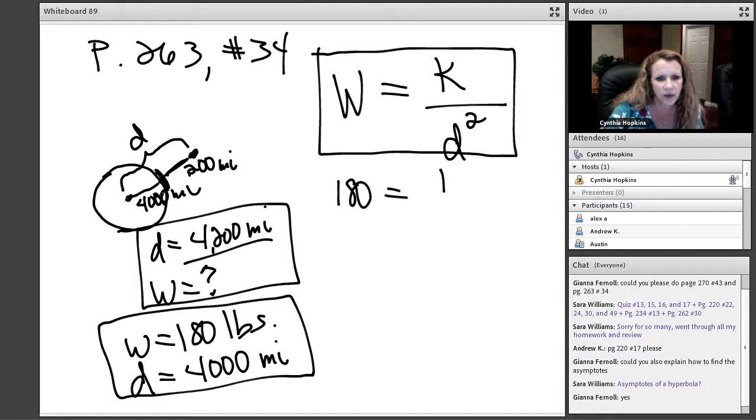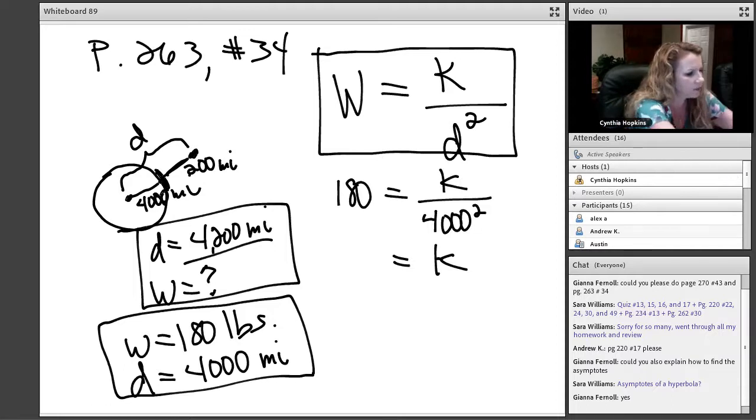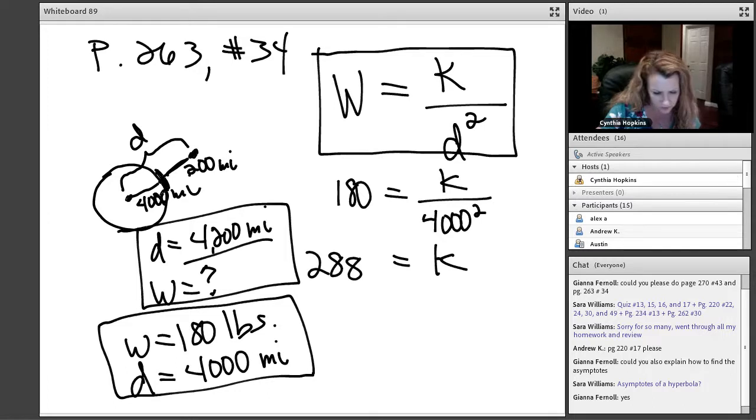And then for D squared in the denominator, I'm going to write 4,000 squared. And now to solve for K, I'm going to multiply in my calculator. I think I'll do the 4,000 squared first and then say times 180. And I get a very, very large number. It is 288 and then 7 zeros: 1, 2, 3, 4, 5, 6, 7.